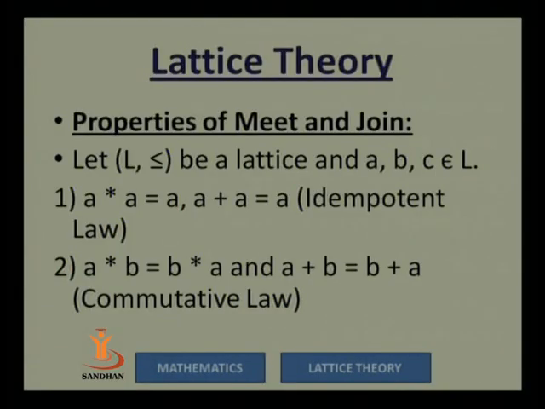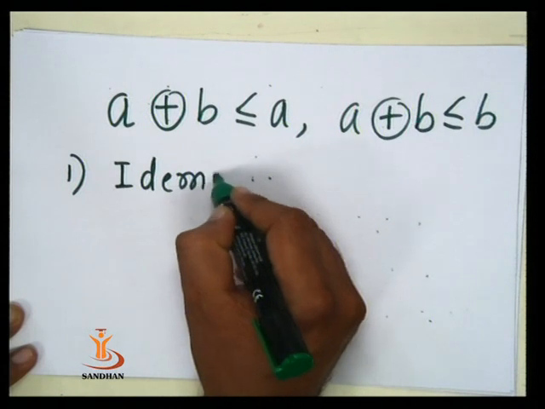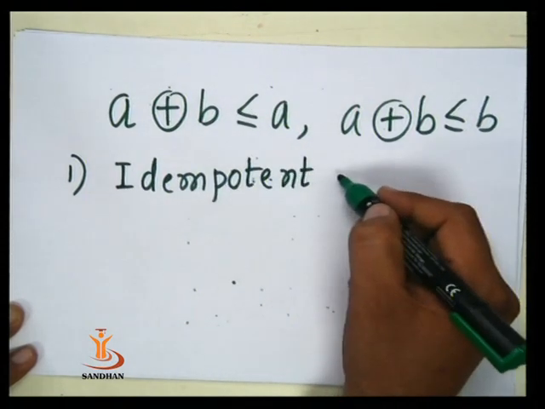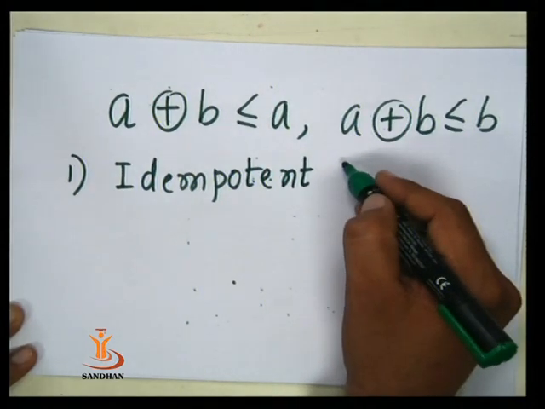Obviously we consider L together with less or equal as a lattice, and A, B, C are any three members taken from L. So we will have some certain elementary laws. First is the idempotent law. The idempotent property is the property of an element with itself.